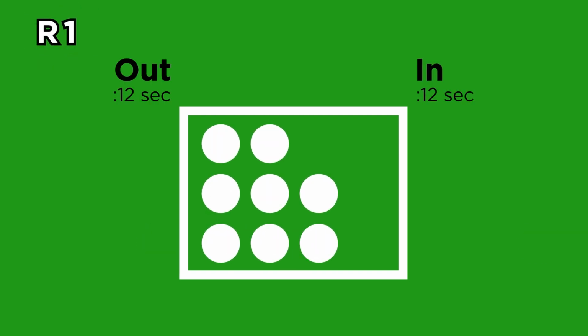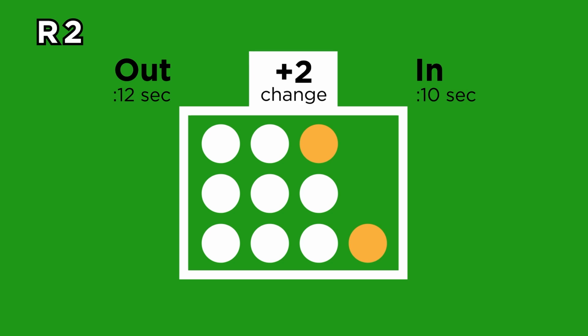Round 1. 1 student enters the wallet every 12 seconds. 1 student exits the wallet every 12 seconds. Once time has elapsed, there should be 0 or no change to the number of students remaining in the wallet. There should be the same number as when you started. Round 2. 1 student enters the wallet every 10 seconds. 1 student exits the wallet every 12 seconds. Once time has elapsed, there should be 2 additional students in the wallet.